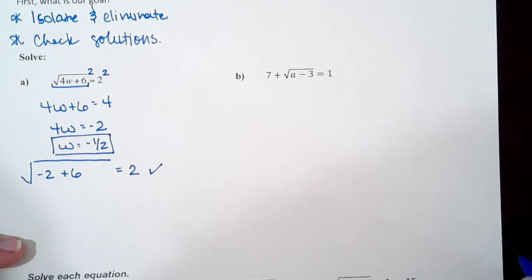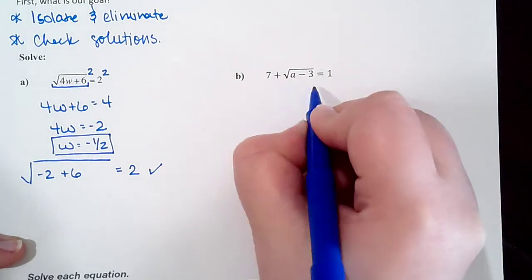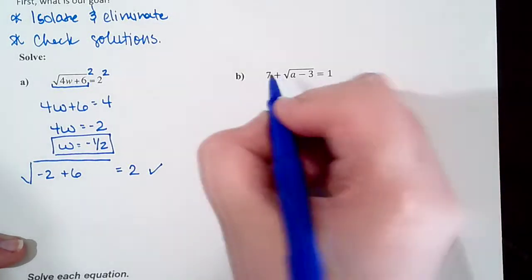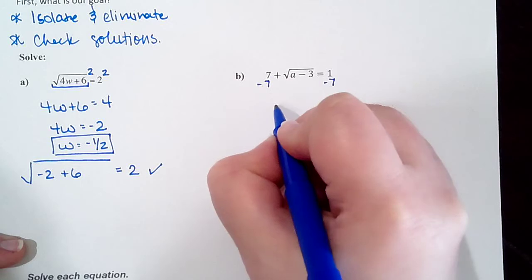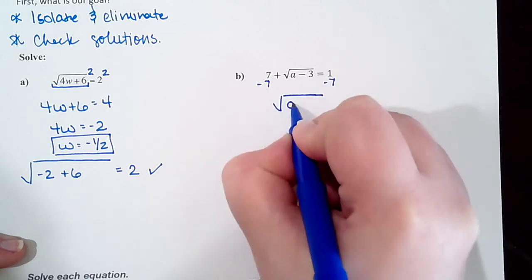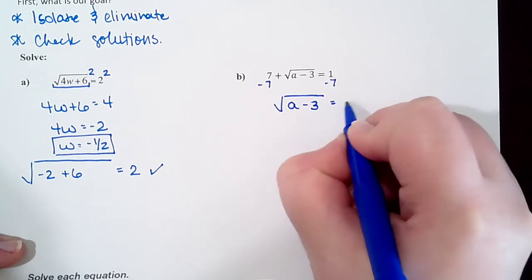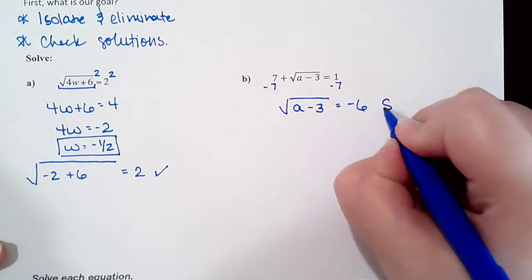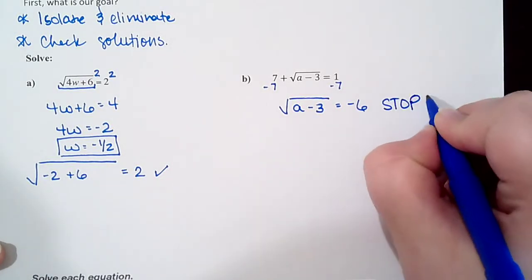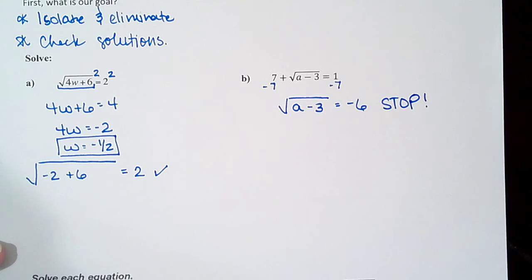Notice, isolate and eliminate. This square root, this radical, is not isolated. So the first thing that I'm going to do is work backwards from PEMDAS, and I'm going to subtract the 7 to the other side. Once I do that, now I have the square root of a minus 3 equals negative 6. And here's where I would square both sides. However, I'm going to write in big bold letters, stop.